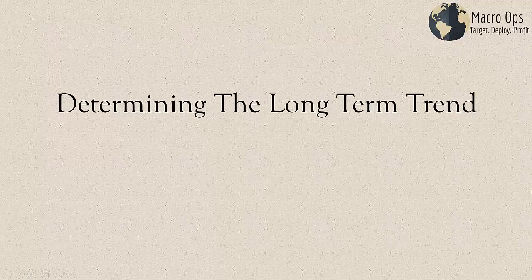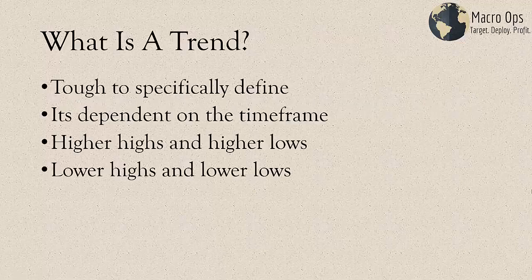All right, so how do we determine the long-term trend? Now, before we learn how to determine it, we have to focus on what exactly a trend is. To be honest, it's tough to specifically define. It's very dependent on the time frame. There are a lot of different ways you can define it, but the simplest way is higher highs and higher lows in an uptrend and lower highs and lower lows in a downtrend.